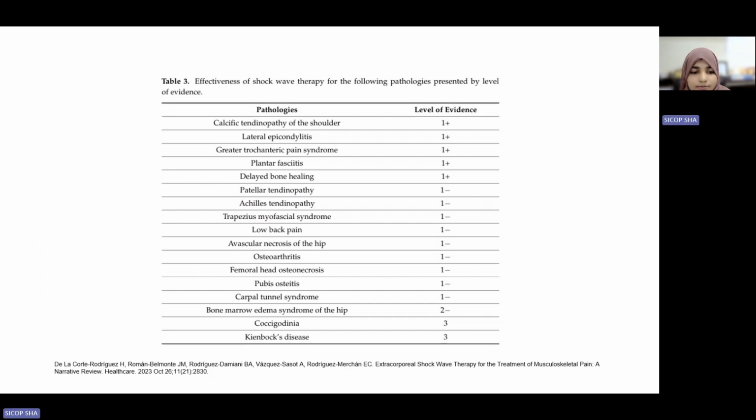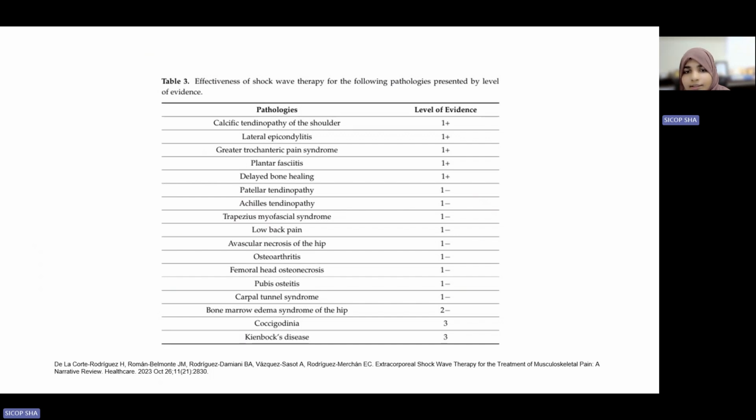So, this article, which was published in 2023, Extracorporeal Shockwave Therapy for the Treatment of Musculoskeletal Pain, a narrative review, also gave level of evidence for shockwave in various pathology. So, for calcific tendinopathy of shoulder, for lateral epicondylitis, greater trochanteric pain syndrome, and plantar fasciitis, delayed bone healing, the level of evidence was 1 plus.